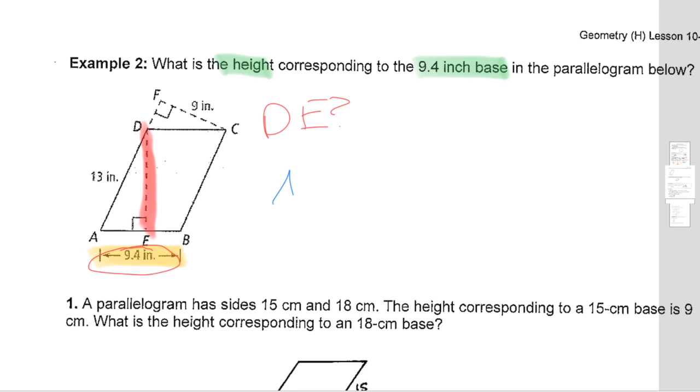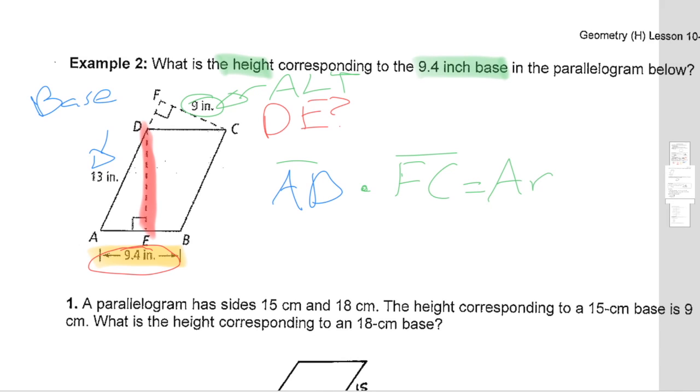Well, we know that if we were to take AD, we could treat this as a base, and then treat this 9 as if it's the altitude. So if we took AD and multiplied it with FC, that would still give us our area. So if we plug in some numbers there, AD is 13. FC, so now this 9 is our altitude for the base of 13, so it's kind of as if we're borrowing it for this case. So if we have 9 times 13, that's going to be how much? 117 inches squared. That's cool.